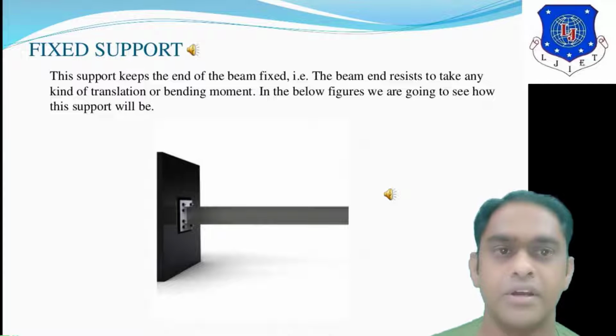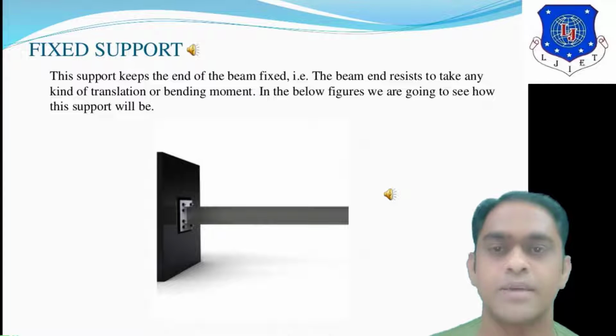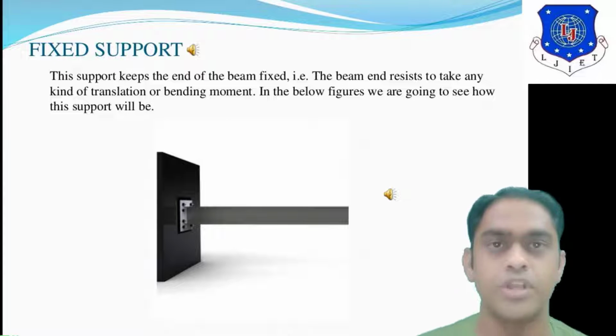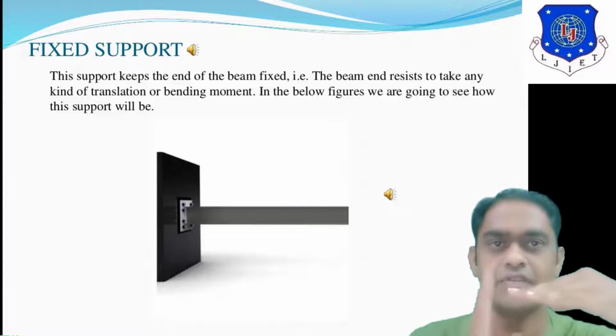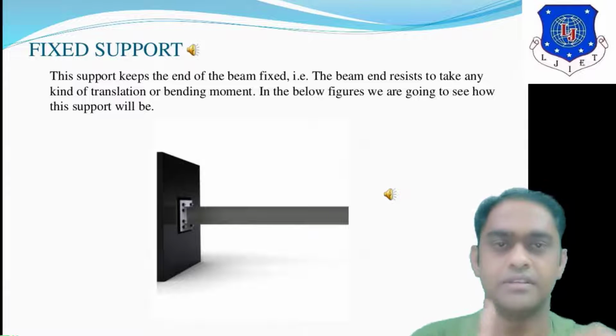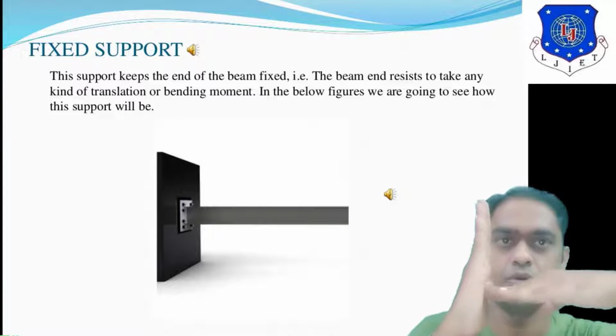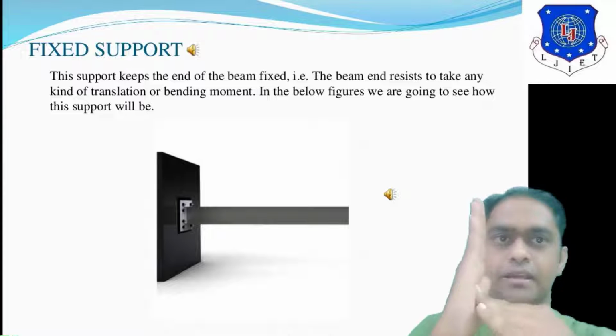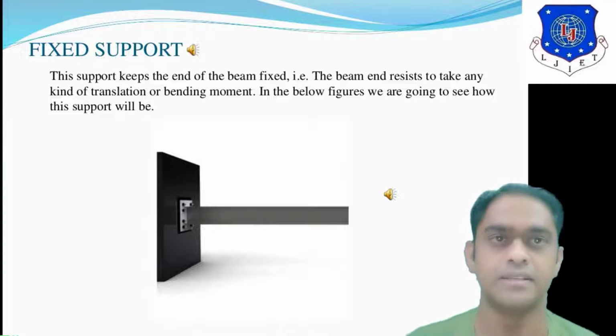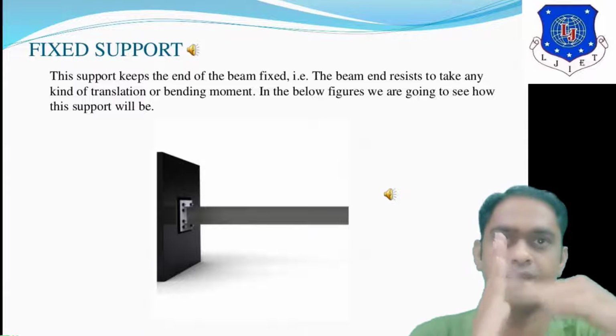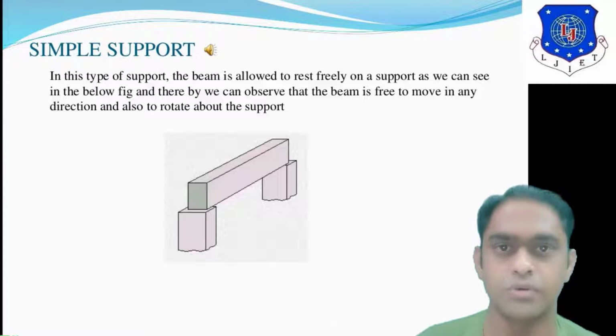In the below figure, we are going to see how this support will be. So this is the figure in which the horizontal beam is fixed at one end, so this support resists the beam from bending, clockwise bending. Okay, it happens that this beam can be fixed from both ends also.